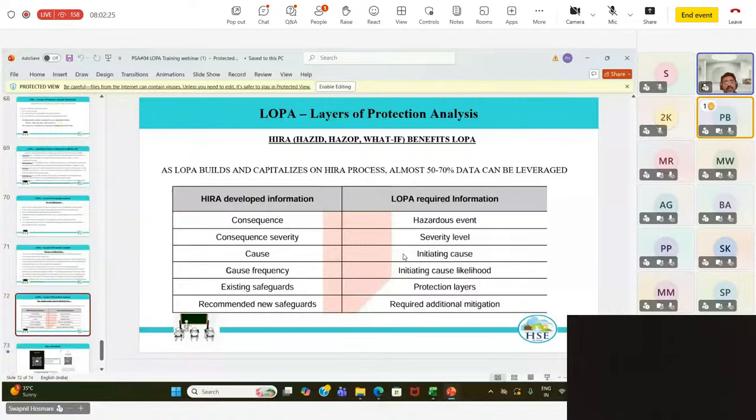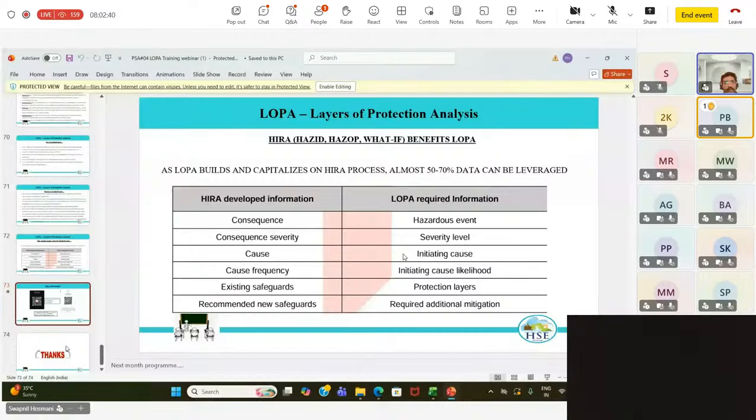Next, recommended new safeguard, correct? So same, the required additional mitigation. Whatever safeguard we had considered, we could use that as an additional mitigation. So I think, yes, with that, we are at the end of this presentation.